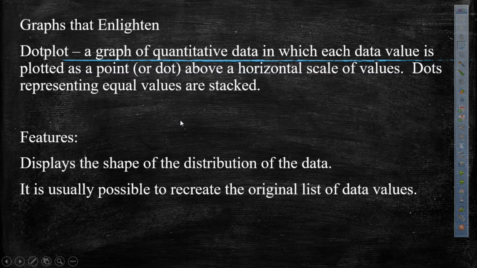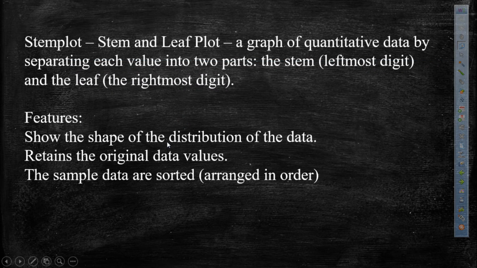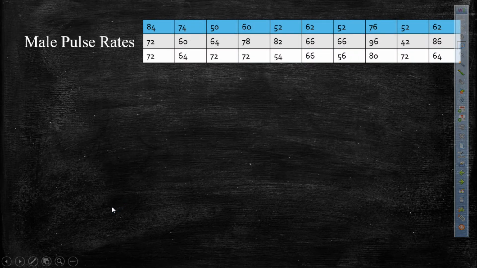Your next one, stem plot, stem and leaf plot: a graph of quantitative data by separating each value into two parts. The stem, the leftmost digit, and the leaf, the rightmost digit. Features: show the shape of the distribution of data, retains the original data values. The data are sorted or arranged in order. And I'll show you how to do one of these.